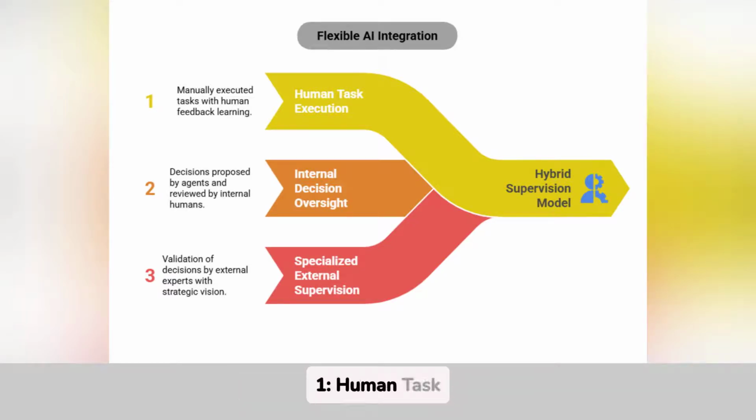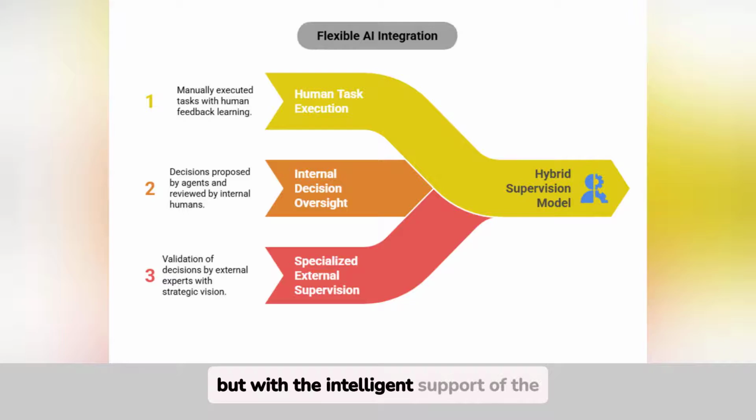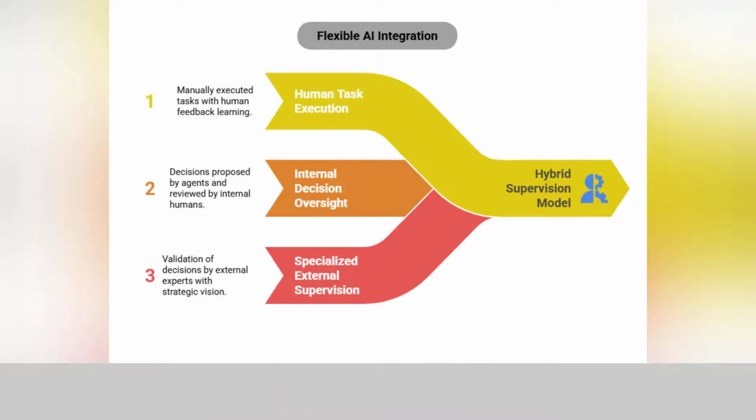Option 1, Human Task Execution. In this option, the multi-agent system detects what needs to be done, but does not execute it directly. Instead, it hands over the task to a human who manually handles it. It is a way to keep operational control in the hands of the team, but with the intelligent support of the system to detect opportunities, alerts, or needs.